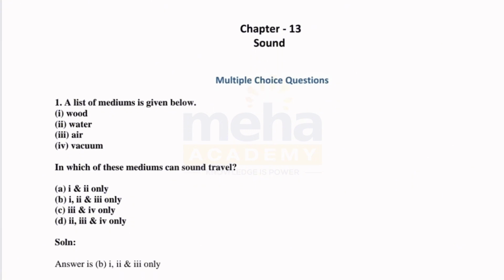First question: a list of mediums is given below. In which of these mediums can sound travel? Sound can travel in a solid medium, so wood, which is a solid medium. Sound can travel in a liquid medium, which is given as water. Sound can travel in an air medium, but sound cannot travel in a vacuum. So the option is 1, 2 and 3. Option is B.